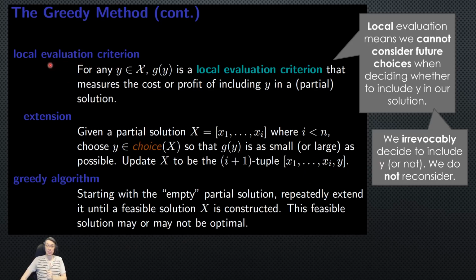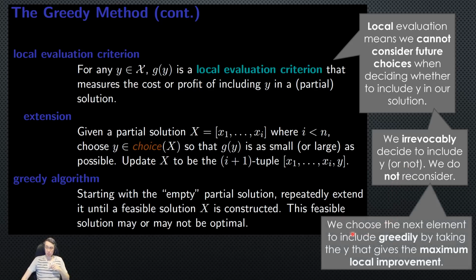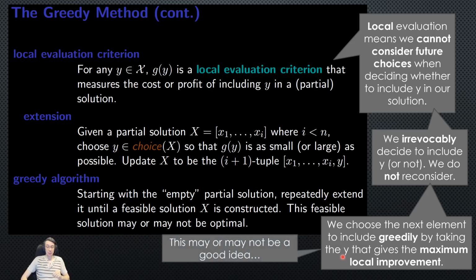That's a crucial part of this being a local, greedy method. We don't do complicated reasoning where we undo previous choices or look ahead and consider future choices. So neither do we look ahead and consider future choices, nor do we look back and reconsider and undo our old choices. So we're just going to choose the next element to include by greedily taking the y that gives us the maximum local improvement, whether that's maximum profit or minimum cost. Okay, so that's the structure of a greedy algorithm.